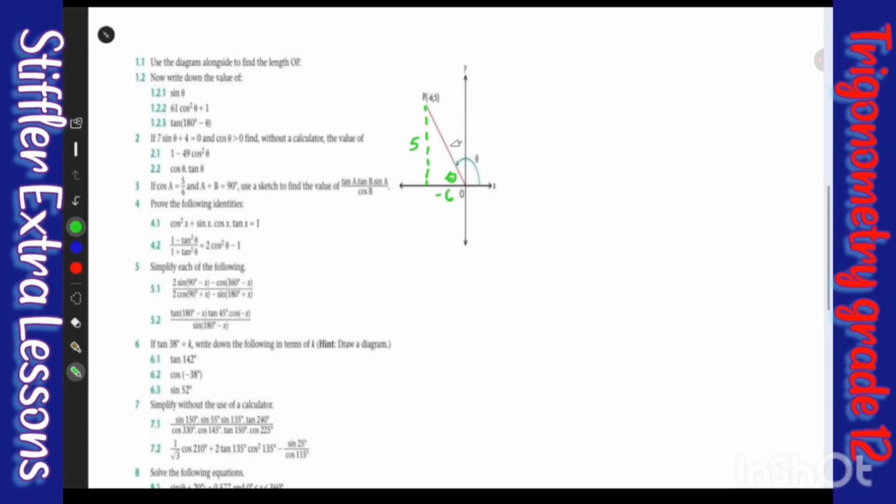So now you have to find the r or the hypotenuse, right, before attempting the questions. So how can you find r now? We say r squared is equal to x squared plus y squared. So r squared becomes our x being negative 6 squared plus 5 squared. So r squared becomes 36 plus 25. So r squared becomes 61 and our r becomes root of 61.